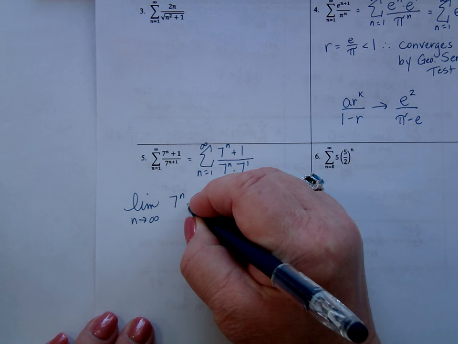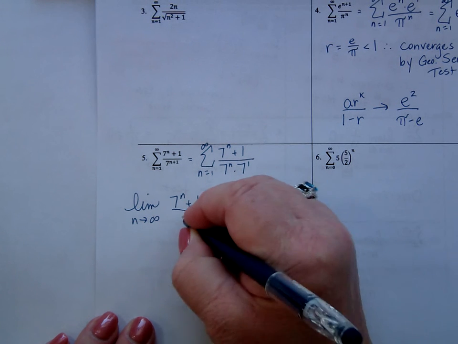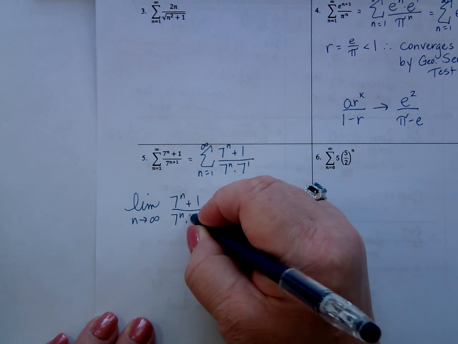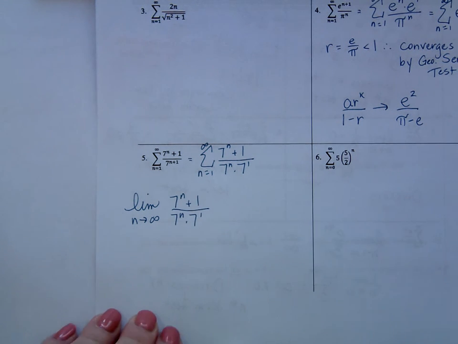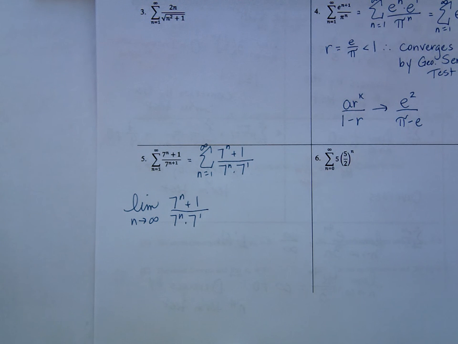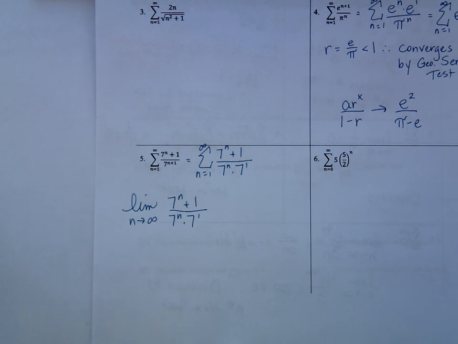7 to the n plus 1 over 7 to the n times 7 to the first. And here's where it gets more intuitive than algebraic. We are such algebra people that we just plug it in and we want to know exactly what the answer is. This is not that. This is a limit. So it's about what the y values are approaching, not necessarily what they equal.